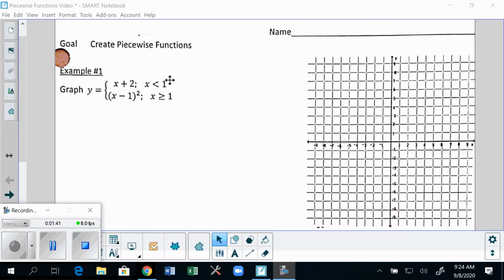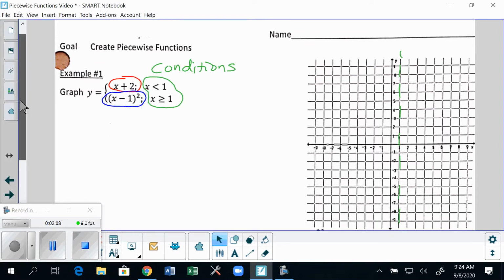So here's our first example of a piecewise function that we're going to graph by hand. If you have a printer, I encourage you to print out some graph paper that you can graph this with. But a common characteristic of a piecewise function is that it's going to have multiple rows. In this case, we have 2 rows. And then those rows are going to be joined together by a brace.